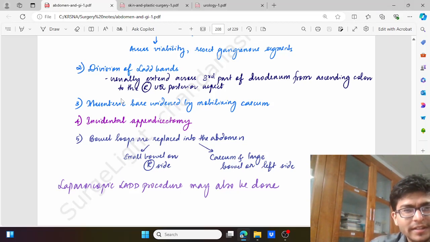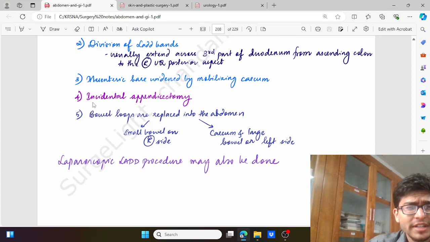So we were at dividing the Ladd's band, which extends from the third part of the duodenum to the ascending colon, from the ascending colon to the right upper quadrant posteriorly. And then we have to widen the mesenteric base by mobilizing the cecum so that there is no further volvulus formation. Incidental appendectomy if needed.